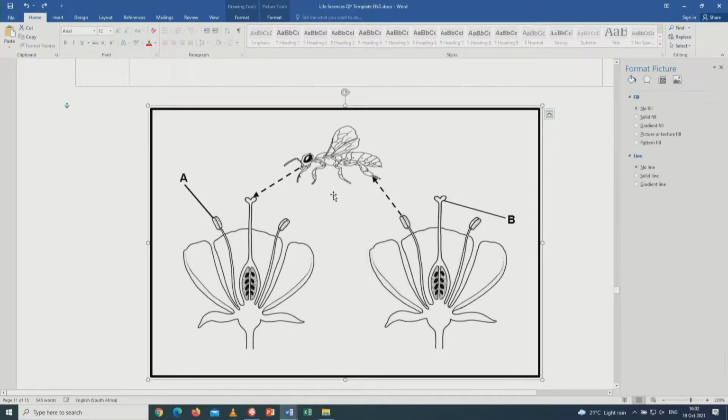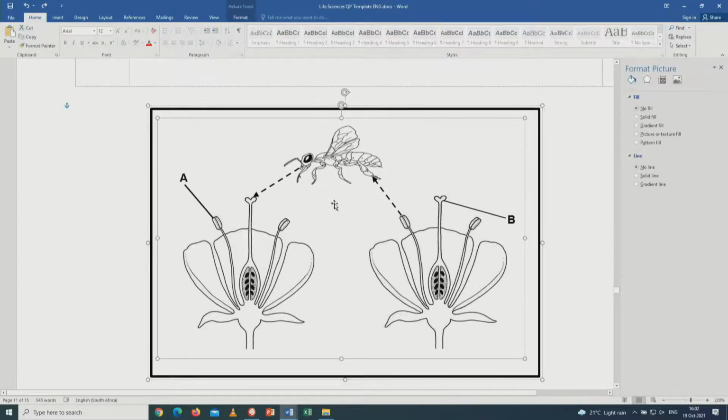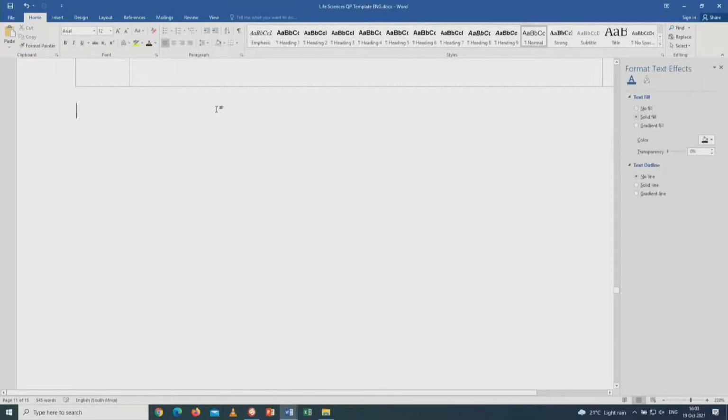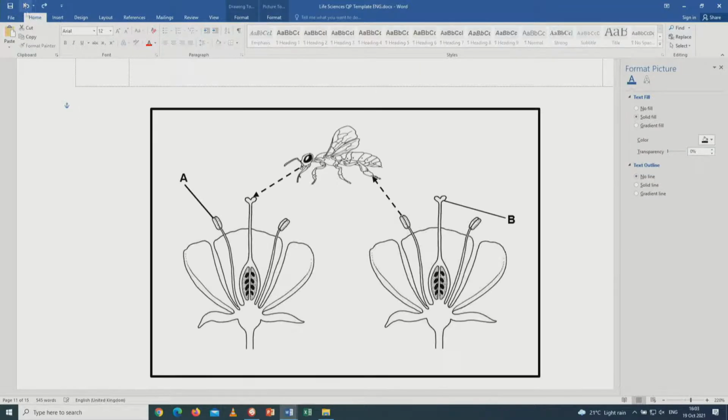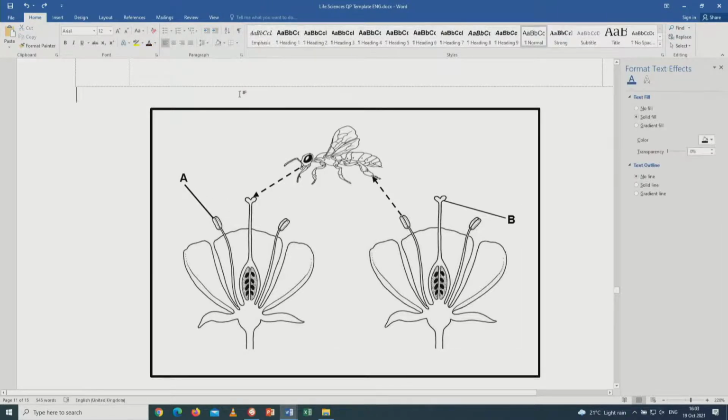Now I got the same diagram, and I purposely just snipped it. I will show you how to snip. Now I can't work inside this diagram. It's a whole picture diagram. If I press delete, everything is gone. And I can't go inside the A or the label line. It's impossible, because it's a total picture that I maybe got from a textbook, I scanned it, or I got it from my notes or wherever.